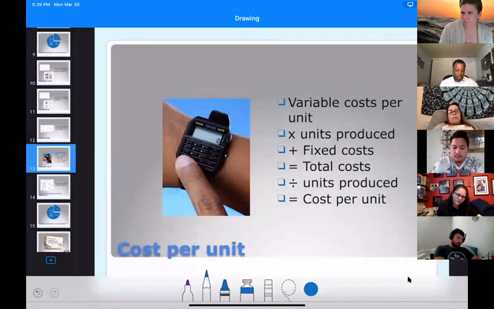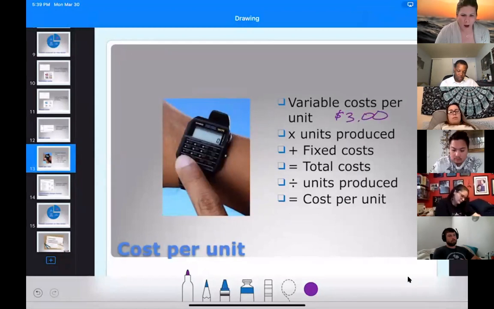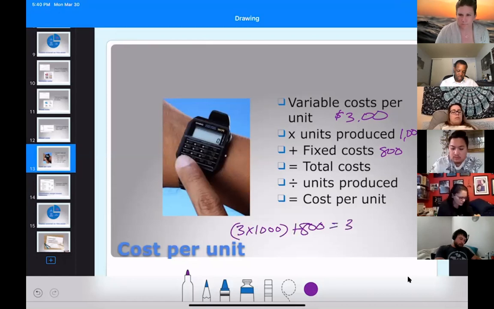So if we assume our variable cost per unit is, let's say, $3, and let's assume that we produced 1,000 units, and then let's assume our fixed costs are $800. Our total cost would be $3 times the 1,000 units produced plus the 800, which is 3,800. Then we divide that by the number of units that we produced, so the same number that's right here, 1,000. 3,800 divided by 1,000 is $3.80.